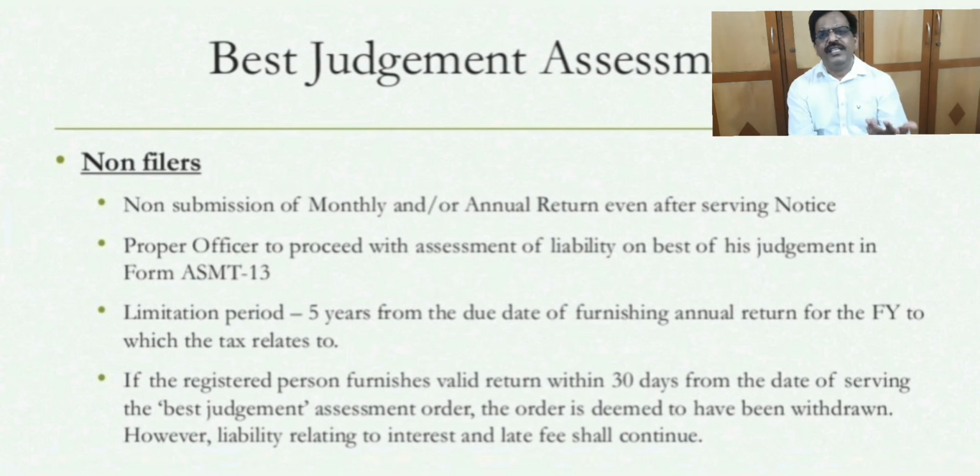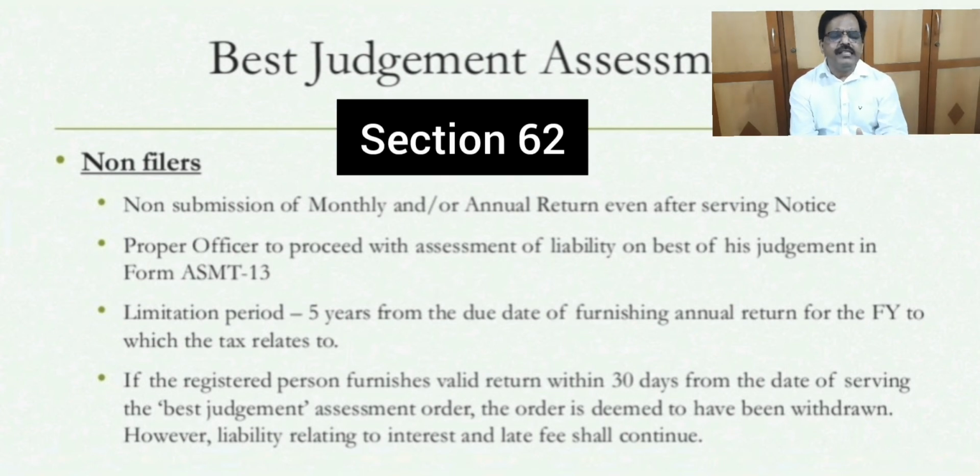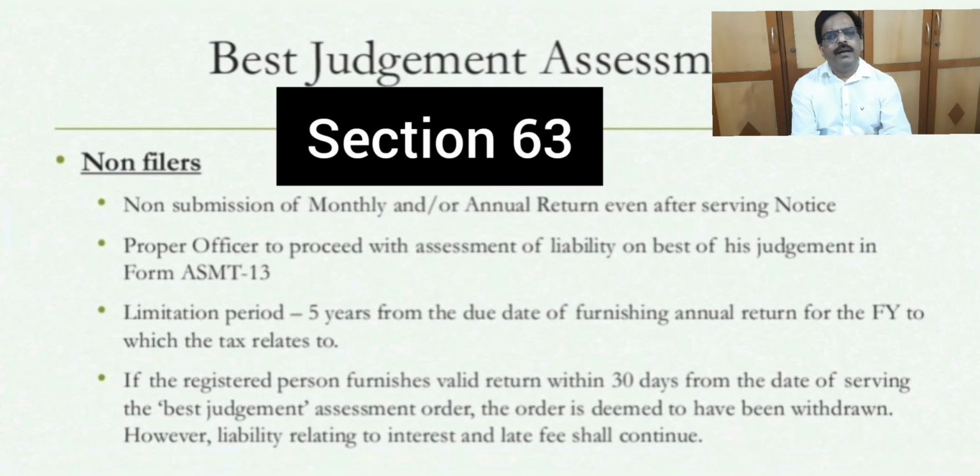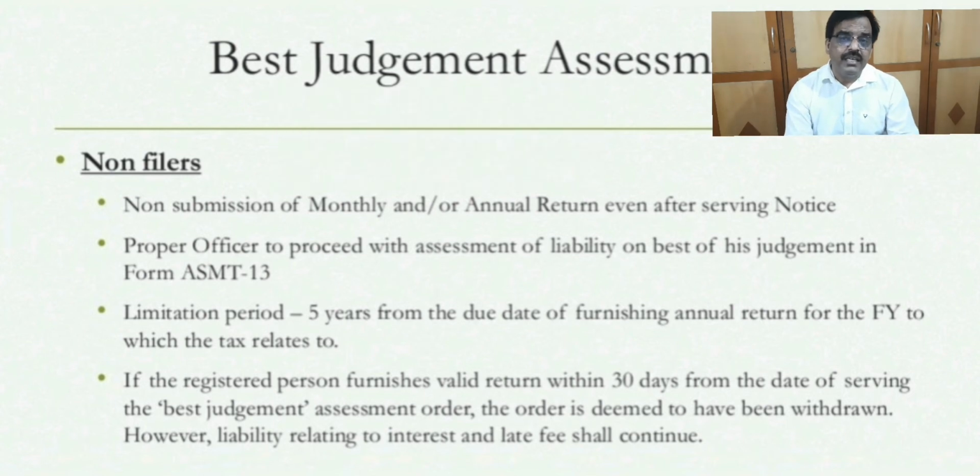Best judgment assessment is basically for 2 reasons. One is under section 62, that is for non-filers, and another one is under section 63, assessment for unregistered persons. So, what is the first option? Non-submission of monthly return under section 46. If you are not able to file the returns, then the proper officer will send us the notice and we have to respond within 30 days. And if there is a tax liability, we have to fulfill that, and there ends the first process.